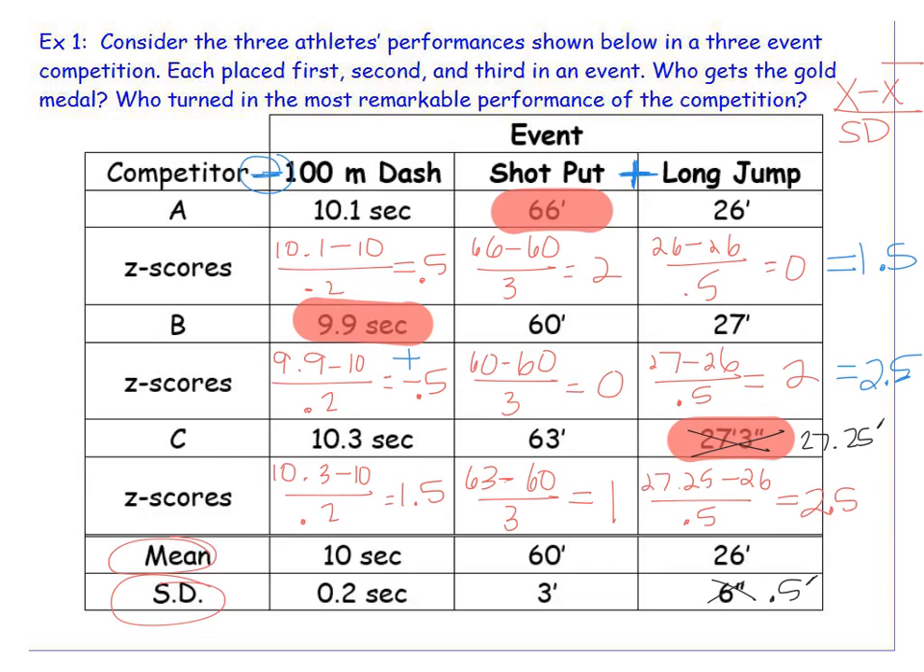1 plus 2.5 is 3.5. Take away 1.5 is 2. So if we had to assign medals, your gold would go to the person who had the highest total. That would be person B. The silver would go to the person who has the next highest. That would be person C. And your bronze would go to the person in third, which would be player A. So that's how you use z-scores to compare.